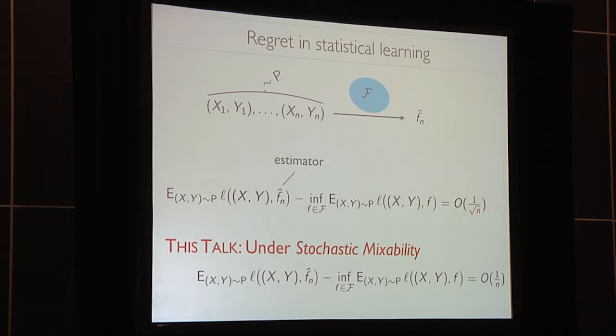In this talk, under what I'm going to show in a second, stochastic mixability, we can actually get the fast rate of 1 over n for parametric classes.